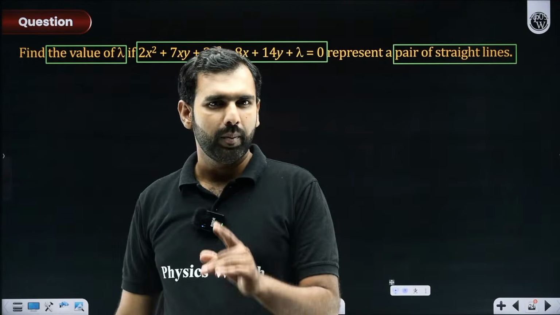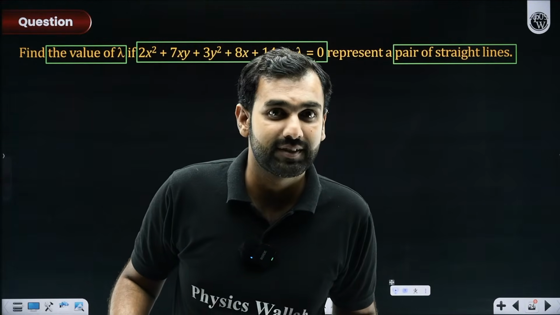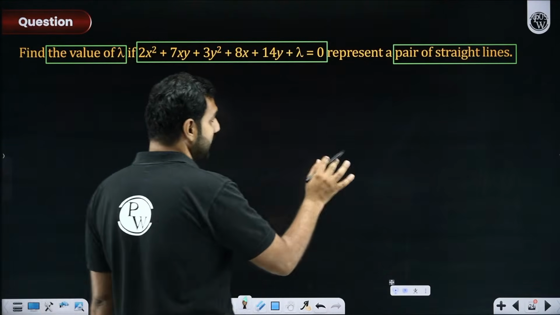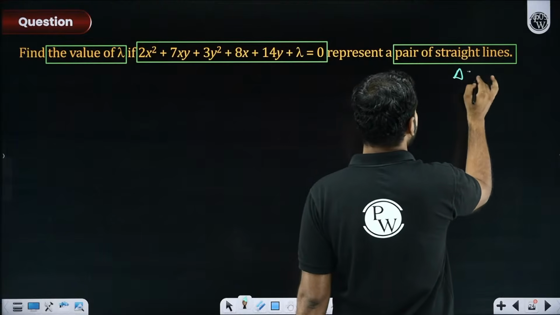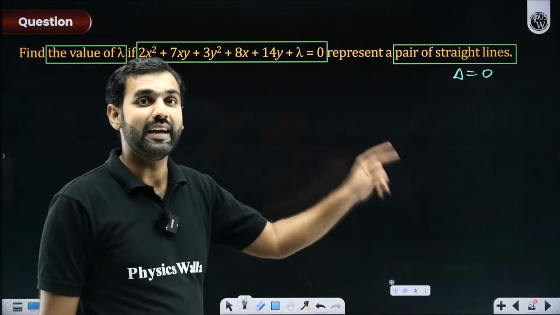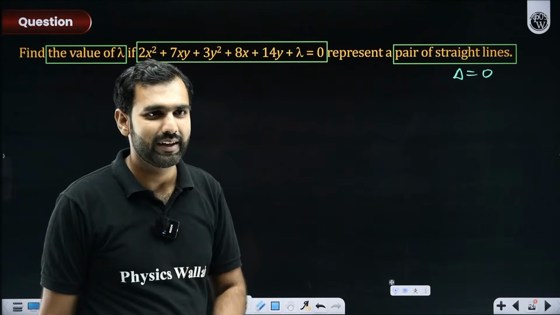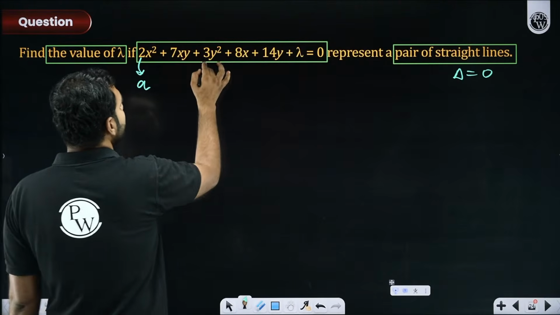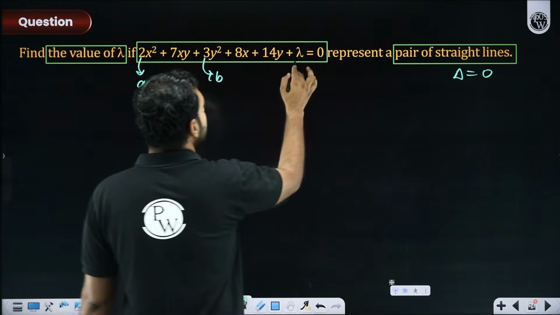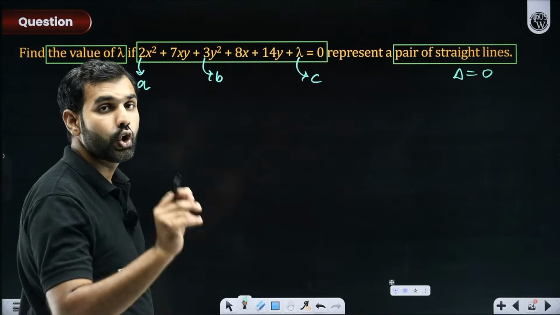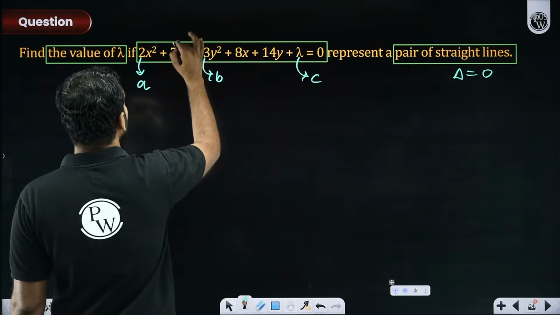Now, do you all remember a result which we have just discussed? If it represents a pair of straight lines, then delta has to be 0. What is delta? The determinant with rows a, h, g; h, b, f; g, f, c. Do you remember that? What is a? 2x², so this is a. 3y², this is b. The constant term is c. Coefficient of xy is 2h.